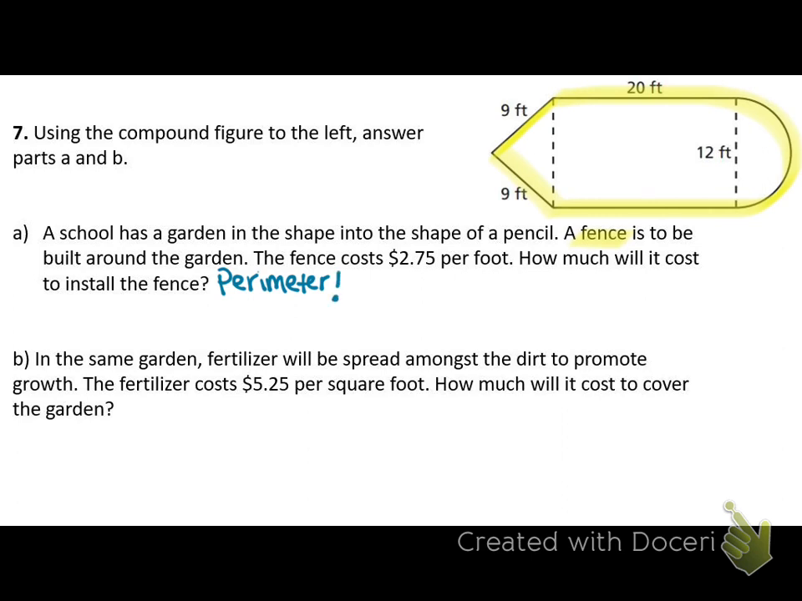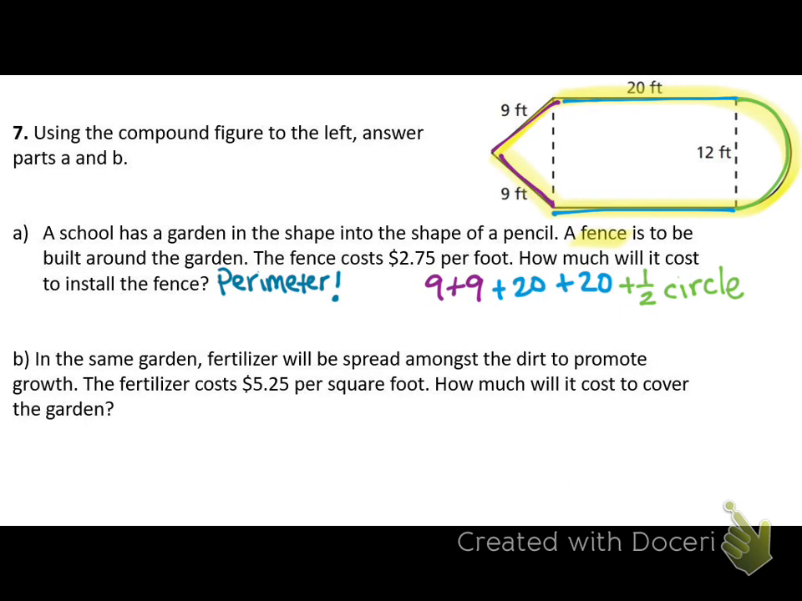So we're going to add all the side lengths of the outer. So we have 9 and 9. We have 20 plus 20. Down here would also be 20. Remember that the dotted lines on the inside are not included in perimeter. What is included is this half circle. So we need to find the perimeter of a half circle.